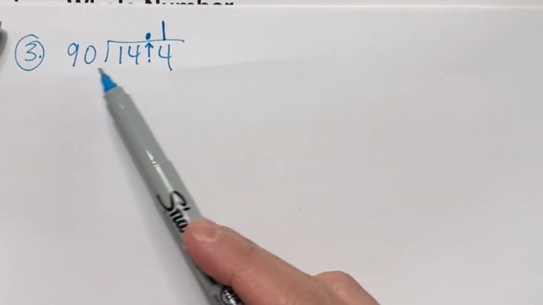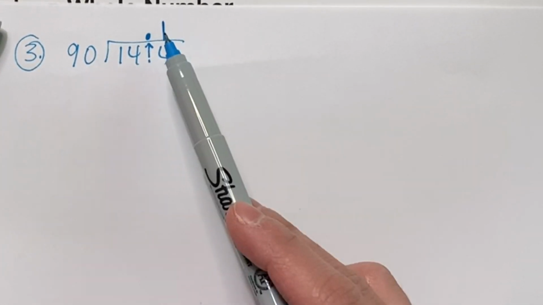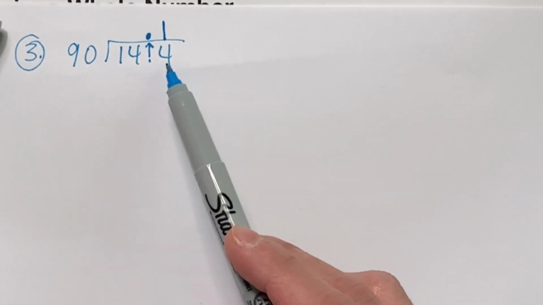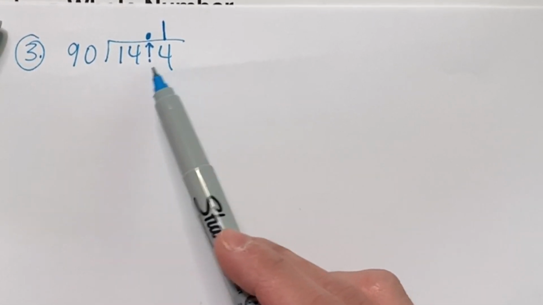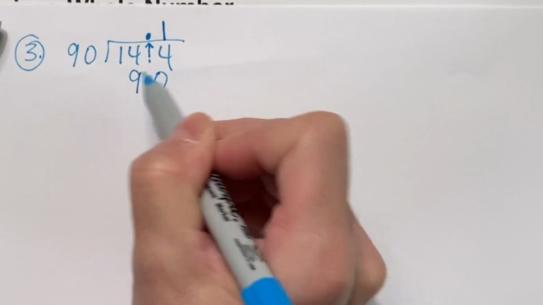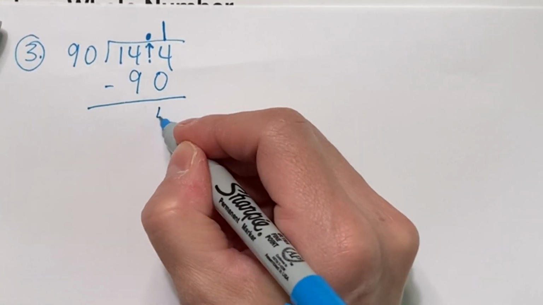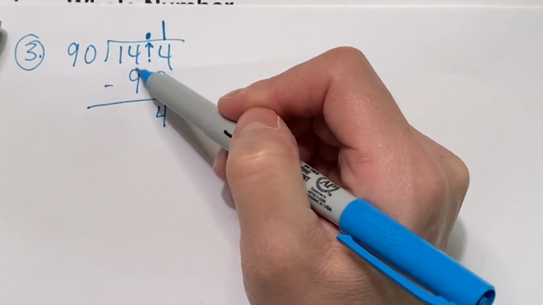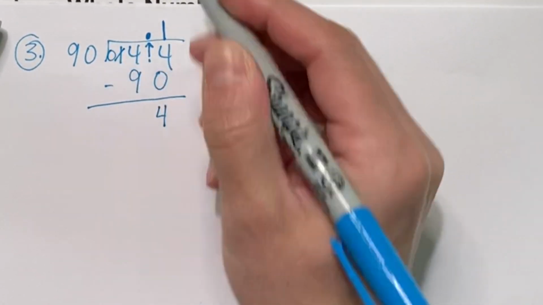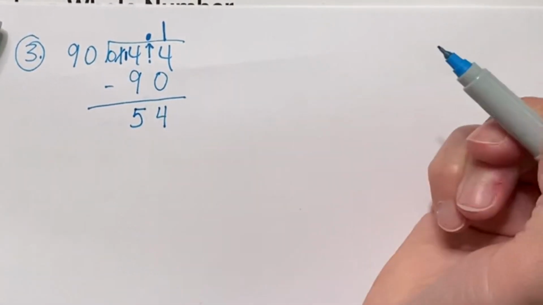We use our mental math here. If we put a 2, we know that 90 times 2 is 180, and that's too much. We cannot go over 144. So we just put the 1, and 1 times 90 is 90, and we subtract. 4 minus 0 is 4. We cannot take 9 from 4, so we borrow. It becomes 14. 14 minus 9 is 5.